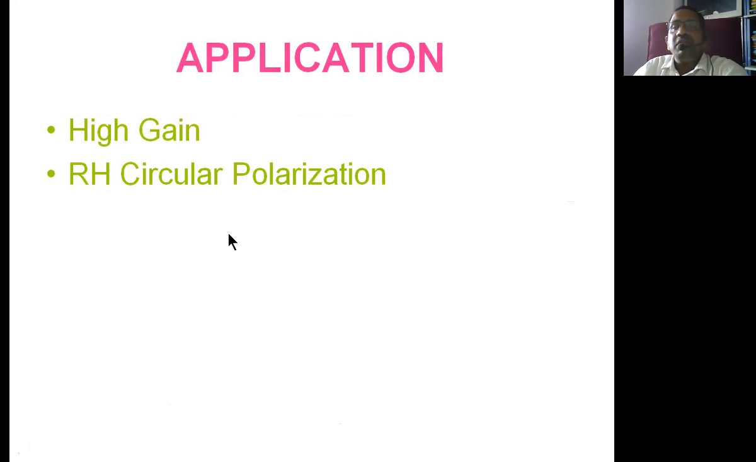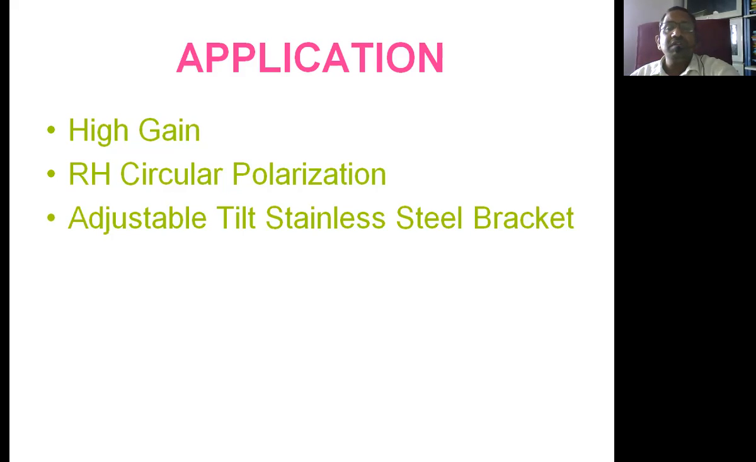Now, what are the basic applications of this antenna? Wherever we need high gain, we use this particular type of helical antenna. Wherever we want circular polarization applications, we use this helical antenna. Now we can also achieve adjustable tilt. Using the stainless steel bracket, you can have a tilt in the antenna.